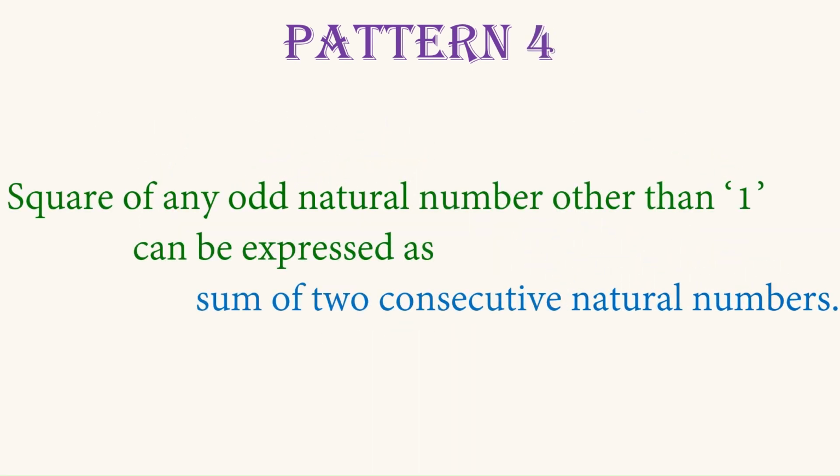Coming to the next pattern, square of any odd natural numbers other than 1 can be expressed as sum of two consecutive natural numbers. We'll take any odd number that is other than 1. Let it be 3. So the 3 square is 9, and 9 can be represented as sum of two consecutive numbers. As it is a small number, we can easily identify that to be 4 plus 5. So 9 equal to 4 plus 5. Square of odd number, that is 3. 3 square is 9, and it is represented as sum of two consecutive numbers.